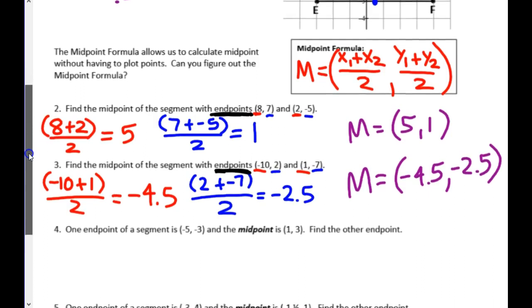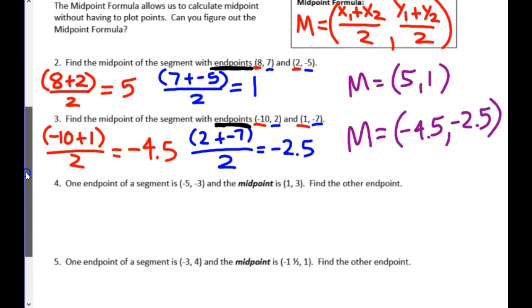Now, let's look at 4 and 5. How is it different? So it says it, right? 4 has 1 endpoint and the midpoint. So who thinks we're going to do the exact same thing? Okay, good. So we're not going to do the exact same thing.